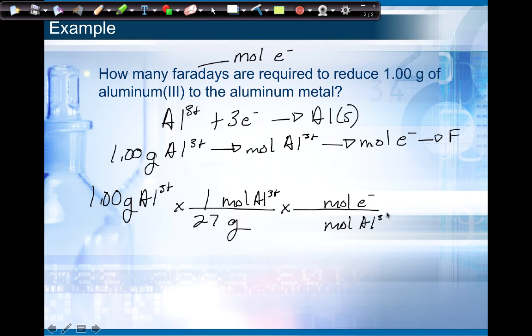Moles on top of moles, I can look at my coefficients. For every 1 mole of aluminum, I have 3 moles of electrons being transferred. And for every 1 mole of electrons I have 1 Faraday. I'm going to go through, do the math, and I'm going to get 0.111 Faradays.